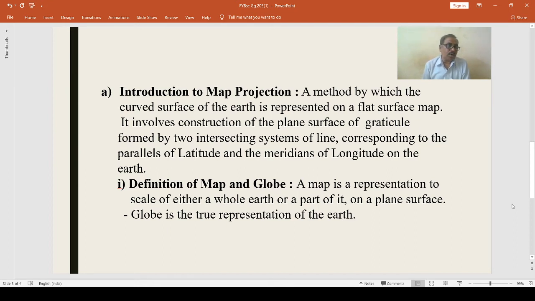Then another drawback of the globe is, no doubt the globe is useful, but it cannot compare with the map from the point of view of utility. For example, tourism, regional planning, and so on.